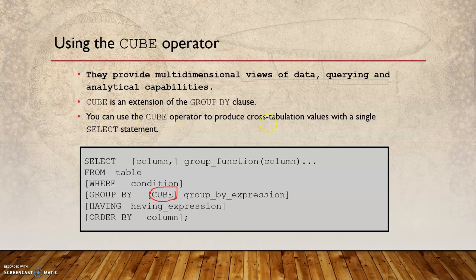So you can use the cube operator to produce cross tabulation values in a single select statement. And as I said, it provides a multidimensional view of data, with querying and analytical capabilities. So we'll take an example and try to query it out and see what happens.